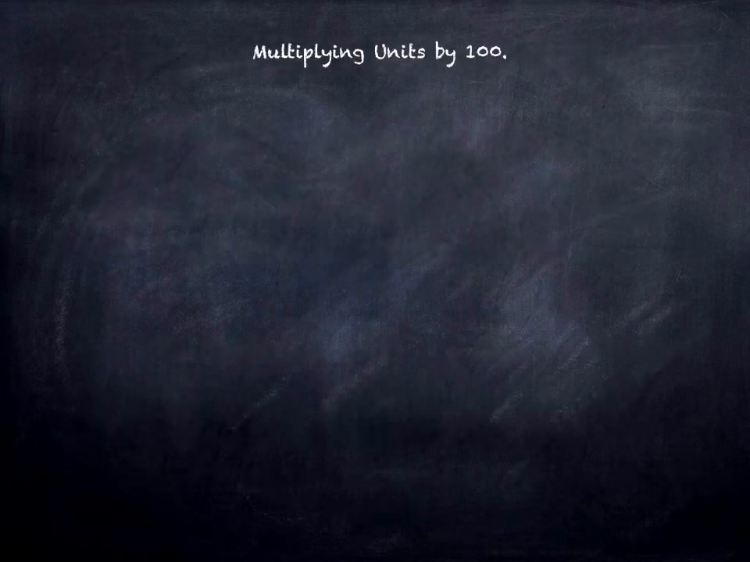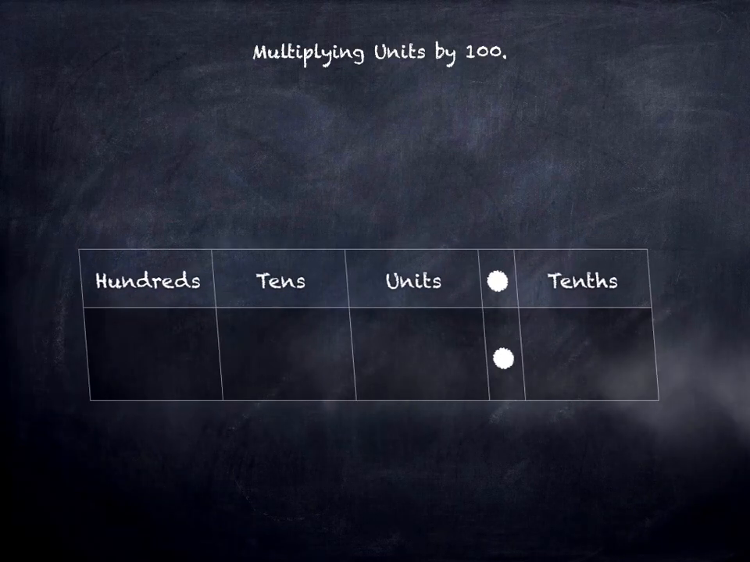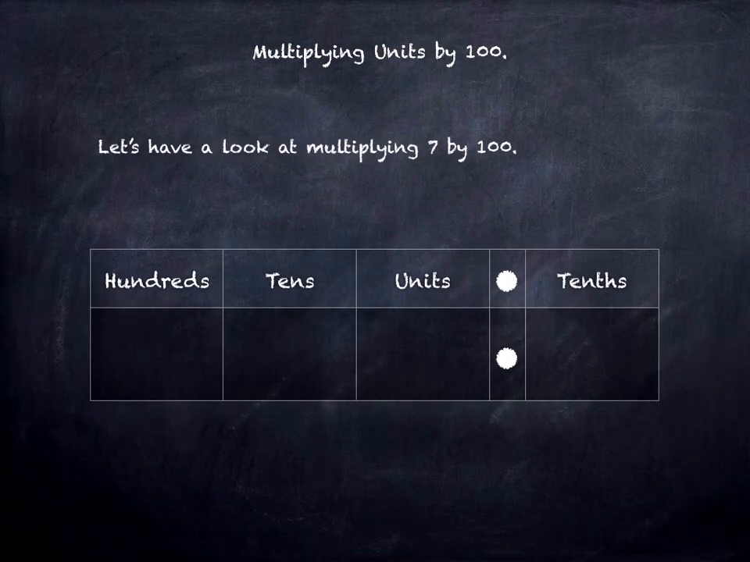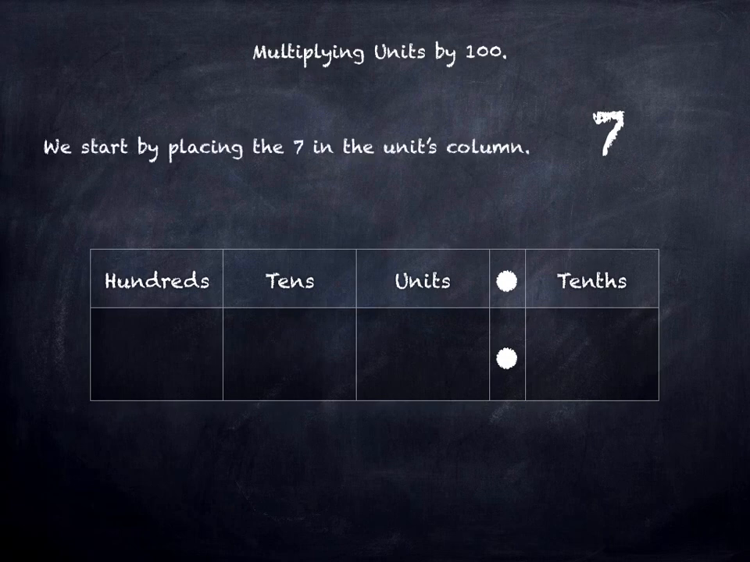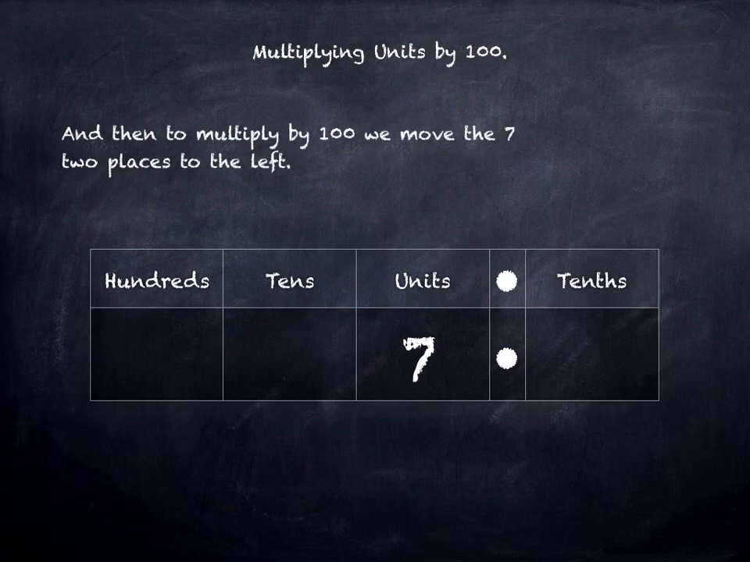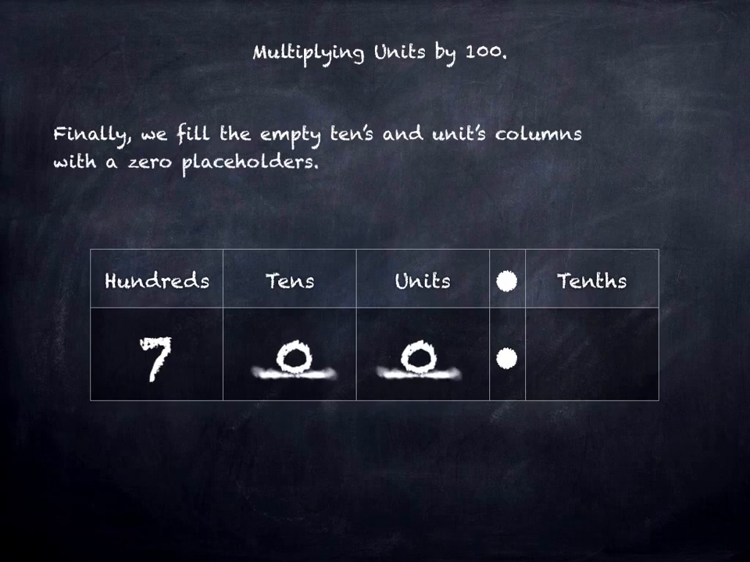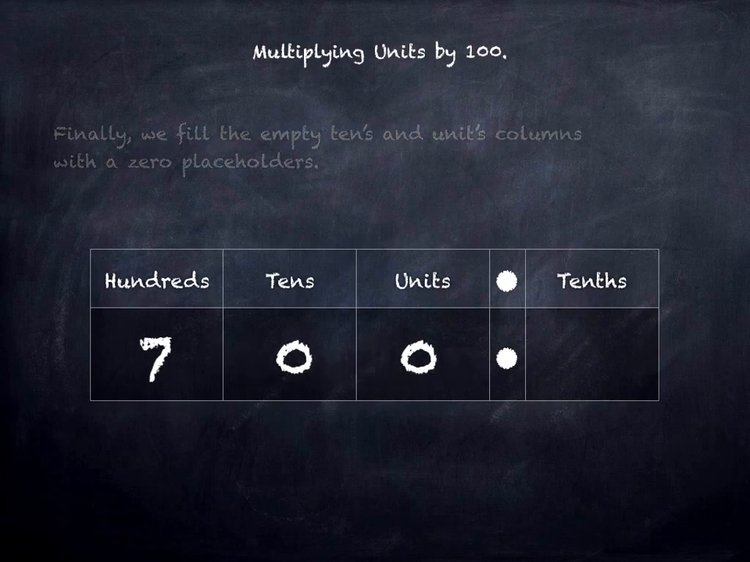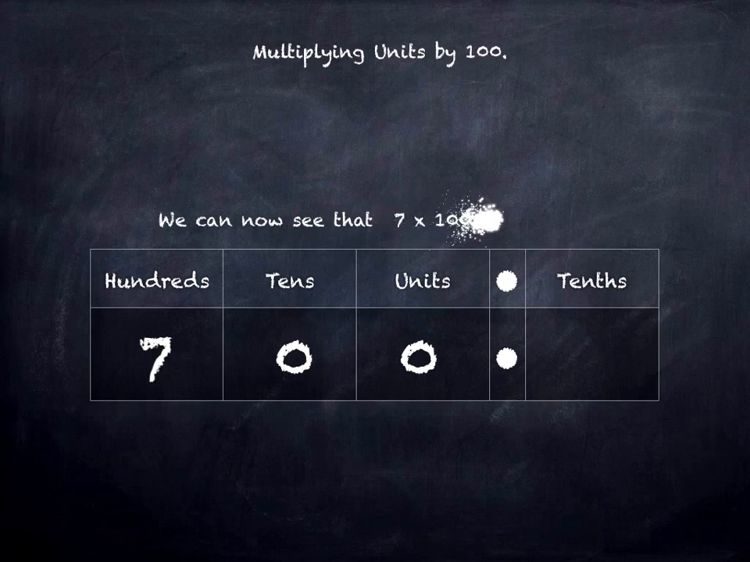Let's have a closer look at multiplying units by 100. We're going to use our handy grid again, and we're going to multiply 7 by 100. So let's start by putting the number 7 into the units column. And then because we're multiplying, we're going to move the 7 2 places to the left. Fill in some zero placeholders. And then we can see that 7 times 100 is 700.